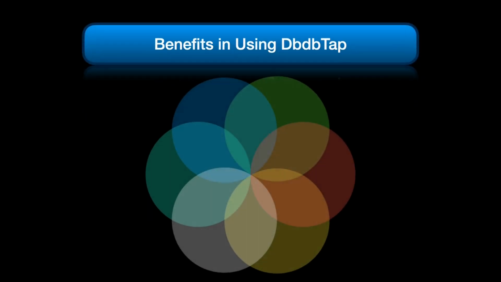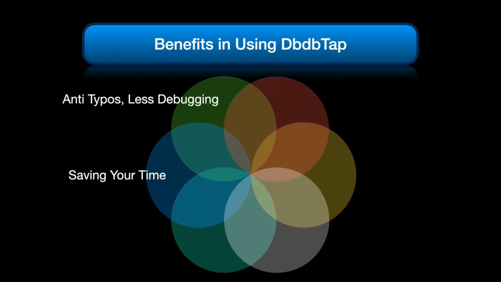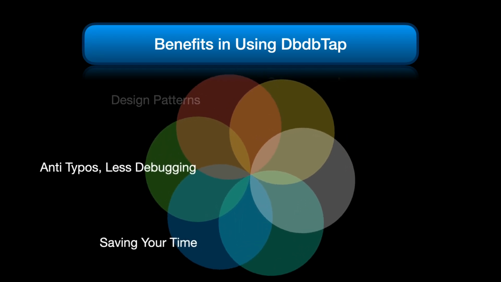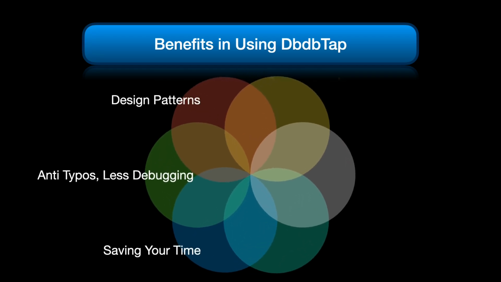So what's in it for you when using DbdbTap? It saves your time by generating basic code using templates and schema info. It prevents typos and unnecessary debugging sessions caused by them, because of the same reason. It keeps your design patterns consistent thanks to using templates.